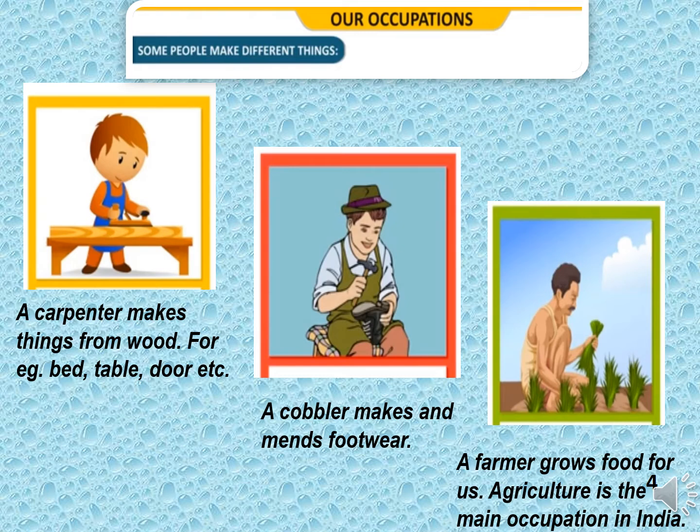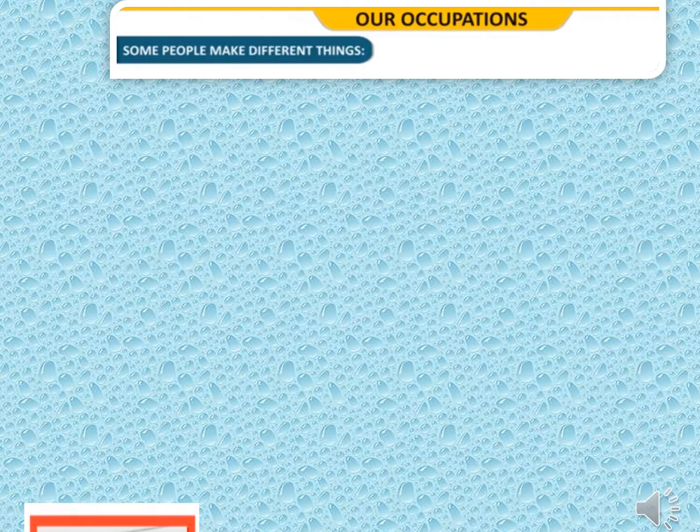Next, as you can see, somebody is growing something in the farm. So, can you guess who's he? Yes, he is a farmer. A farmer grows food for us. And do you know, students, that agriculture is the main occupation in India? Most of the population of India is of farmers, people who grow food for all of us.